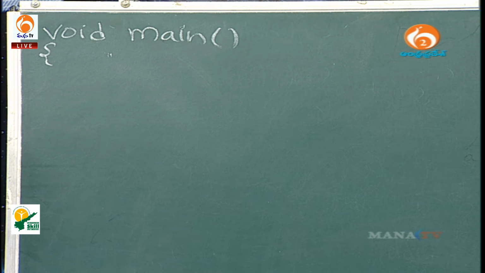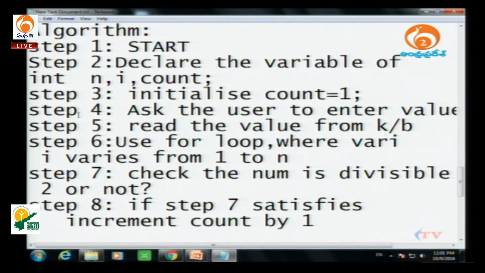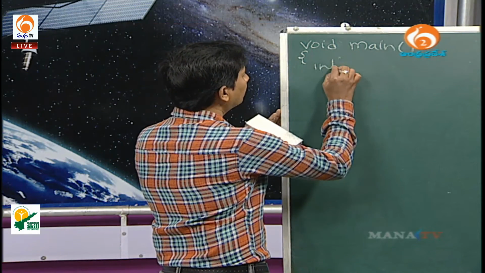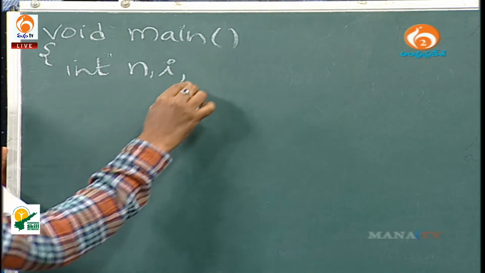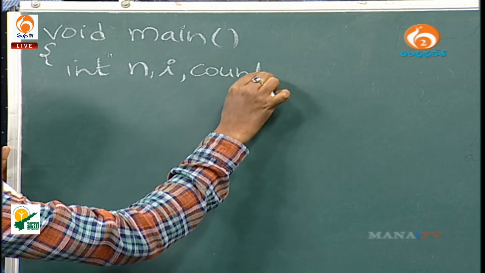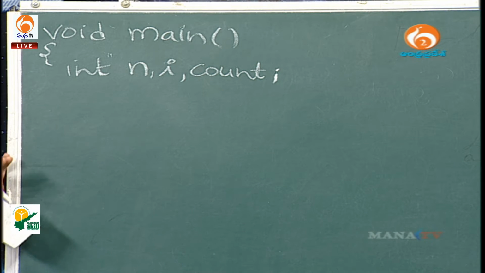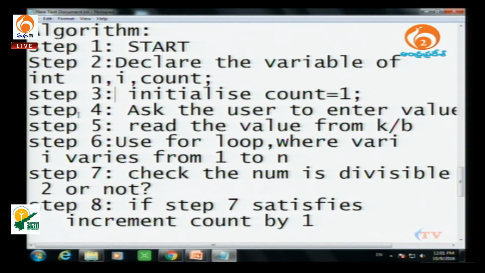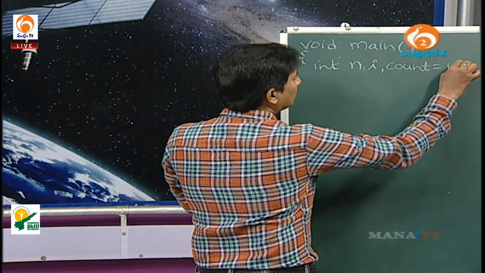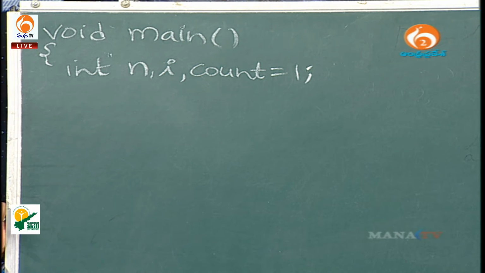Okay. Next, step 2, what is step 2? That is declare the variables: int n, i, count. That is step 2. Next, what is step 3? Initialize count equal to 1. That is step 3. So I am initializing here only count equal to 1. Okay.